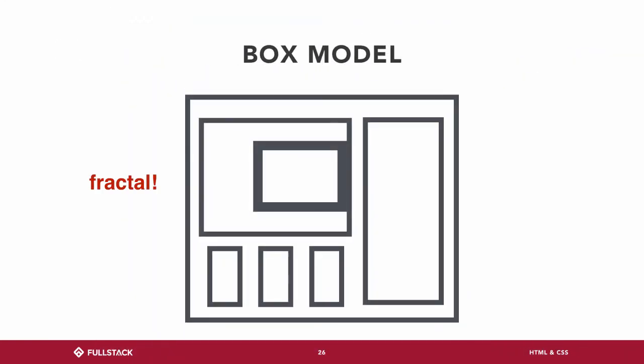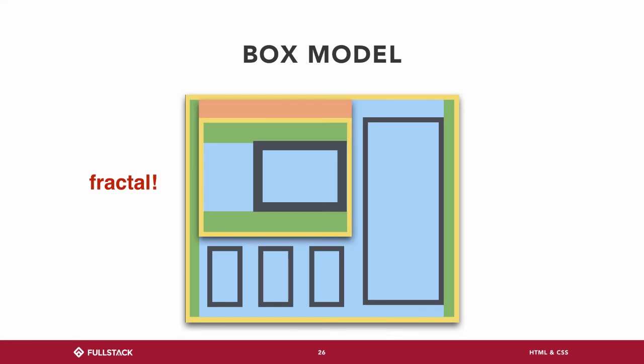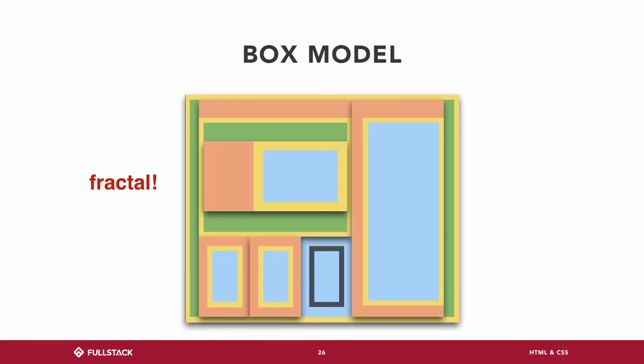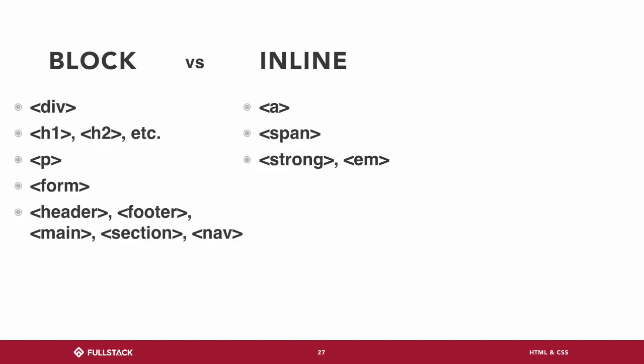So the box model, we could also think about as being fractal, where you basically have these boxes that are inside of other boxes. So when we think about the fact that these elements on our page are boxes, it's not totally true for all elements, because some elements will render as blocks, where others will render inline.